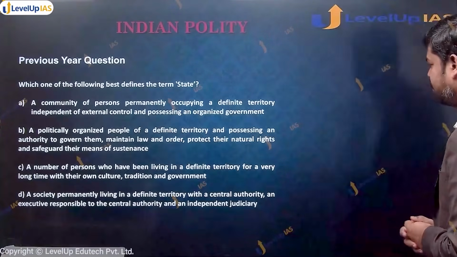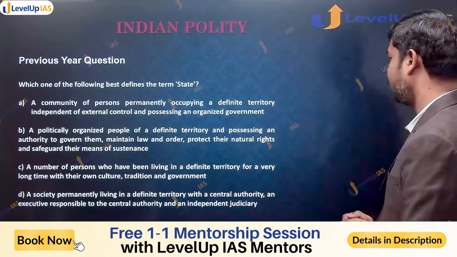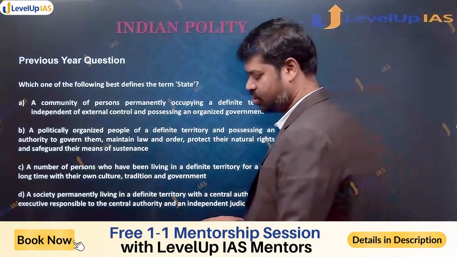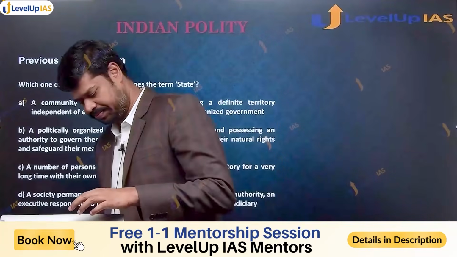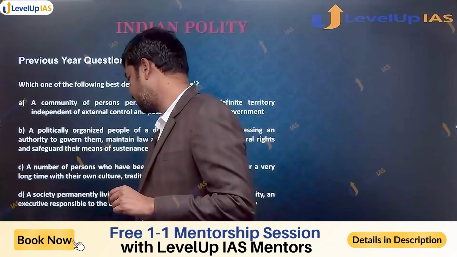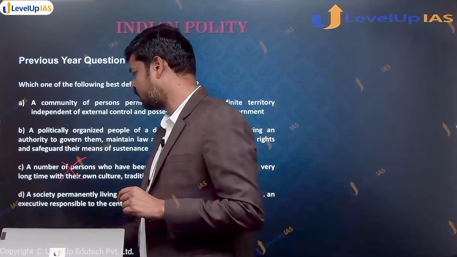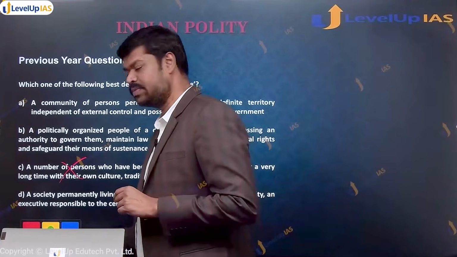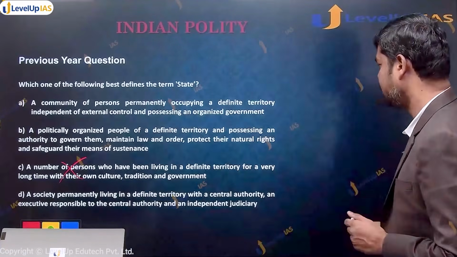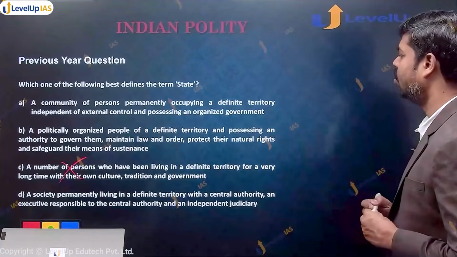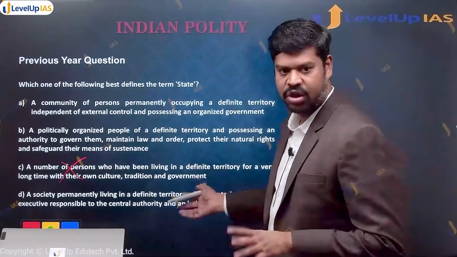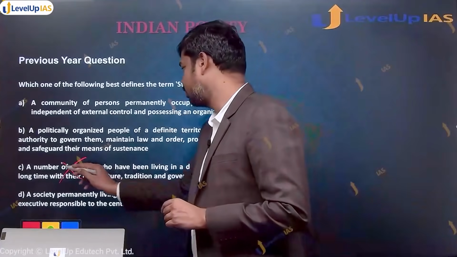Option C: a large number of persons who have been living in a definite territory for a long time with their own culture, tradition, and government. I can easily rule out this particular C because it is nowhere talking about sovereignty. There is no sovereign authority there. It is only talking about a number of persons living in a definite territory for a very long time with their own culture, tradition, and government. So it is not a sovereign authority. Nowhere is it mentioning the sovereign authority.